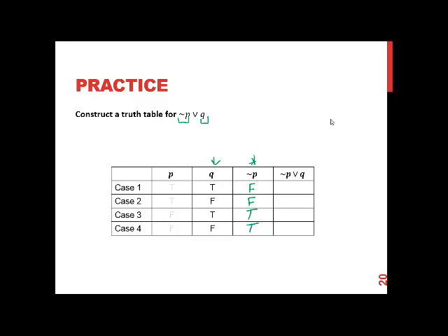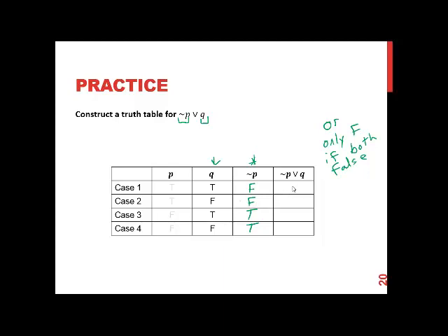Now this is the or, disjunction, and that's only false if both are false. That's kind of the opposite of the other one. The other one was it's only true if both are true. This one's only false if both are false.